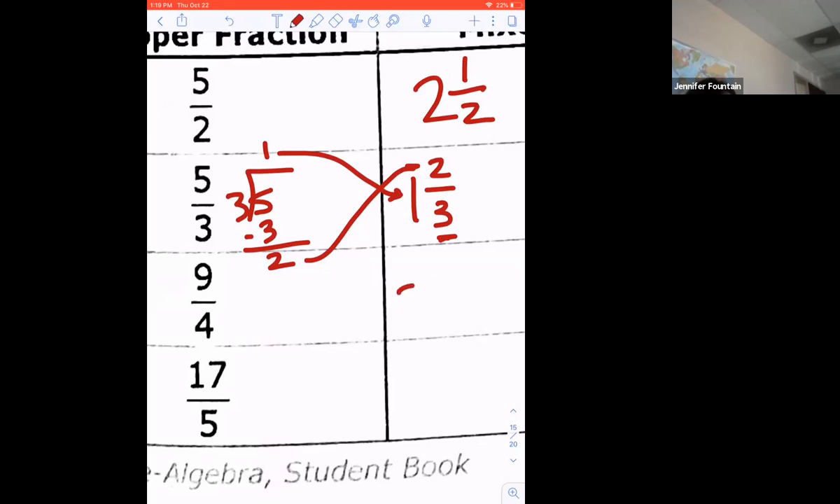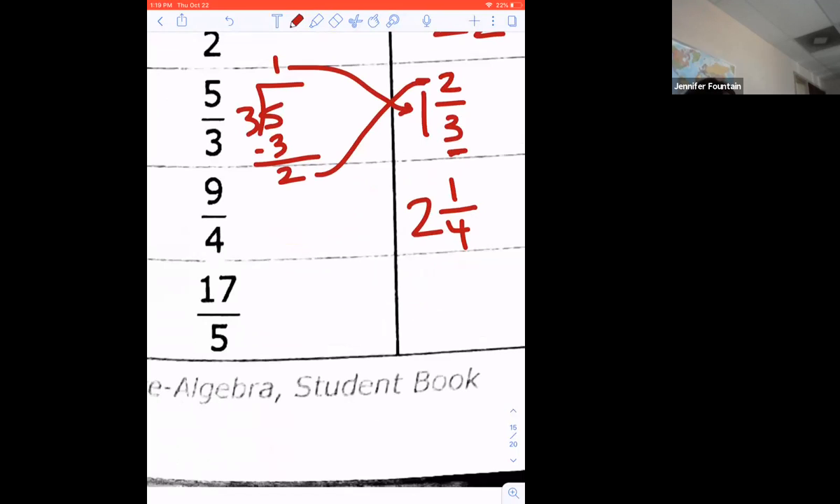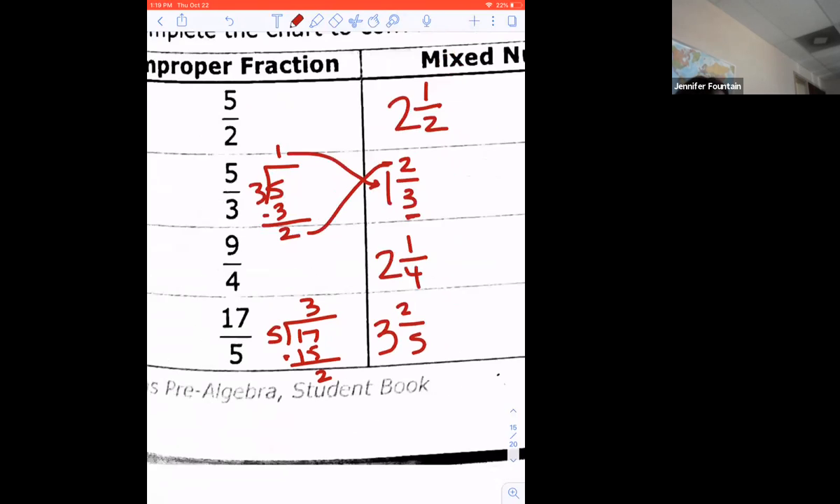9/4. 4 will go into 9 2 times. 2 times 4 is 8. So 9 minus 8 is 1. My denominator is 4. 17/5. Again, 5 will go into 17 3 times. That's going to give me 15. I've got a remainder of 2. So my whole number is 3. Numerator is 2. Denominator is 5. Any questions on those?